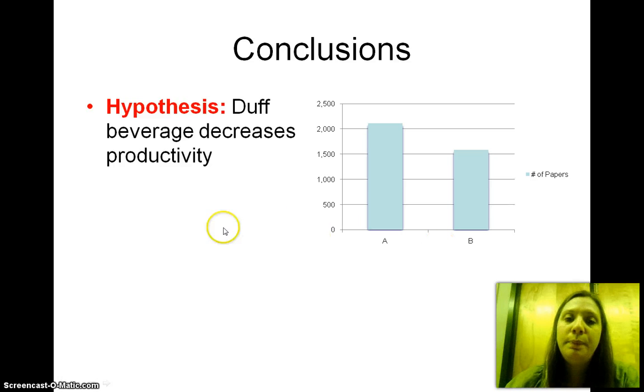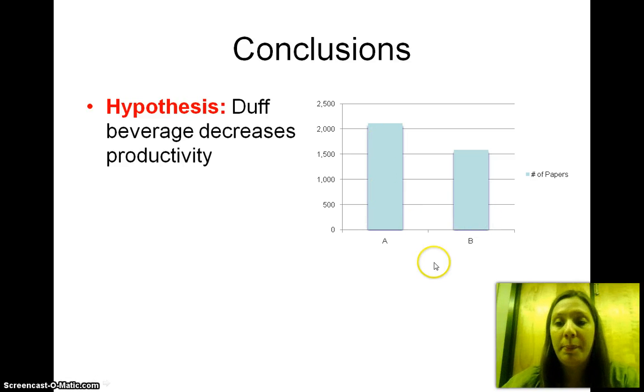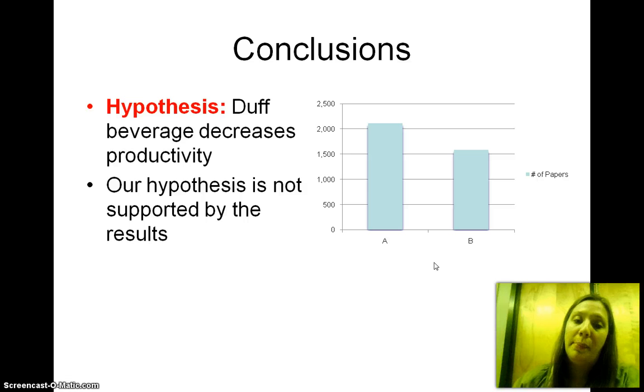Okay, now the hypothesis originally was that Duff beverage decreases productivity or decreases the number of papers stapled. But we can see here that the group that got the Duff beverage stapled more papers, so we would say that our hypothesis is not supported by these results. Okay, so we'll be doing some examples similar to this in class and looking at analyzing graphs and things like that.